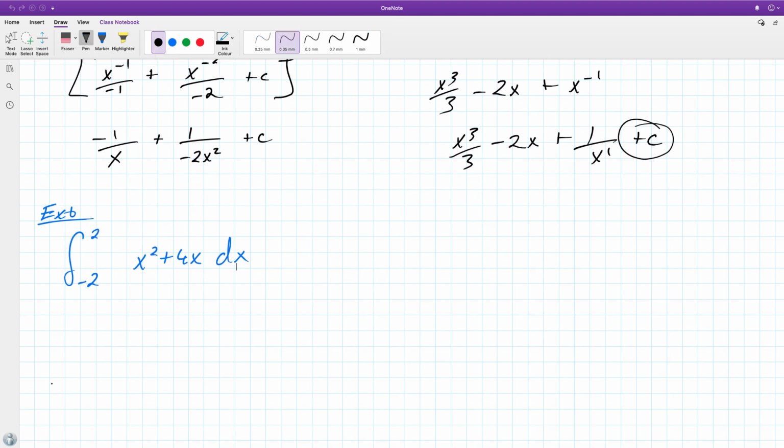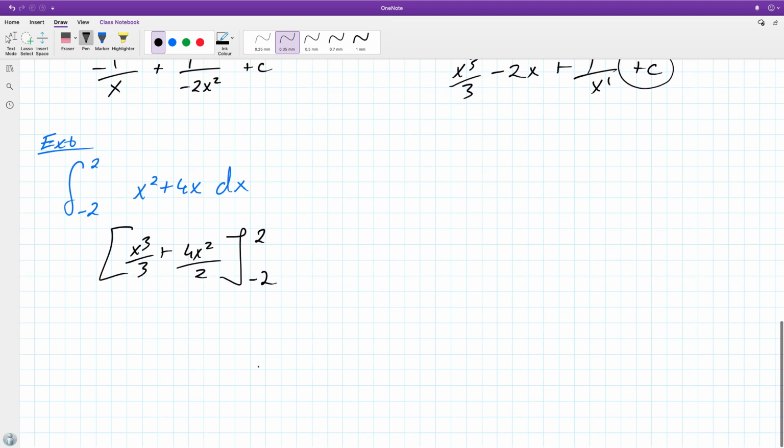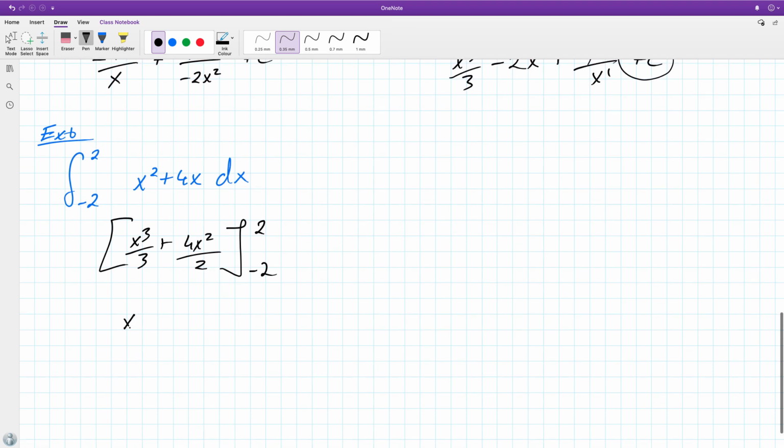Right, let's look at it. So, we integrate x squared plus 4x. That's x to the power 3 over 3 plus 4x squared over 2. No need for plus c this time because we're doing the definite integrals between 2 and minus 2. That's x cubed over 3 plus 2x squared, between 2 and minus 2. So we sub in 2.